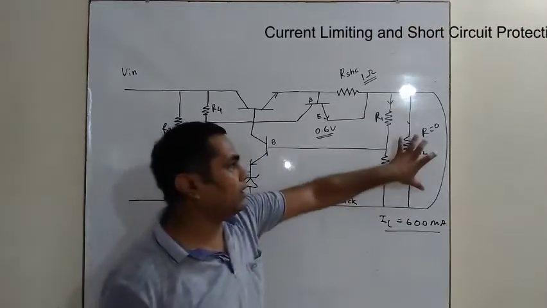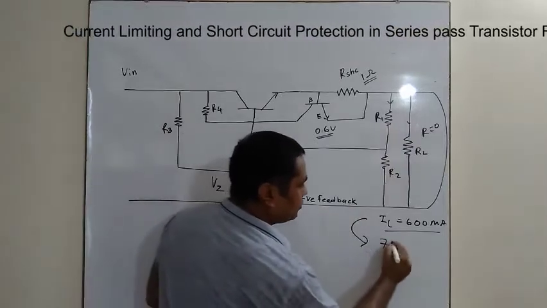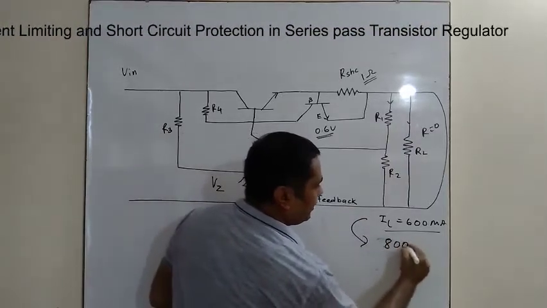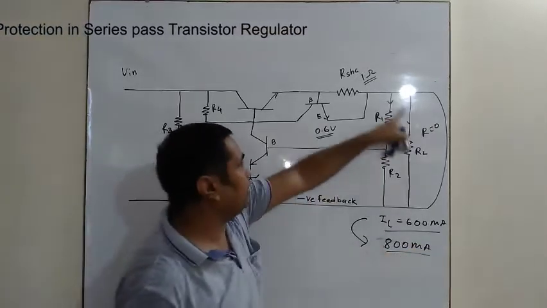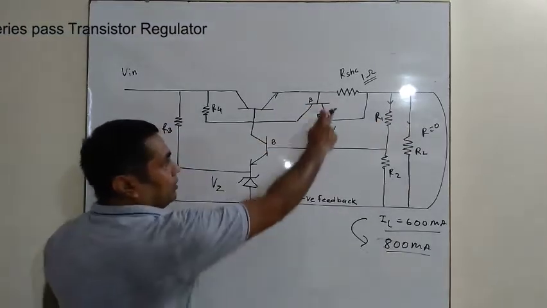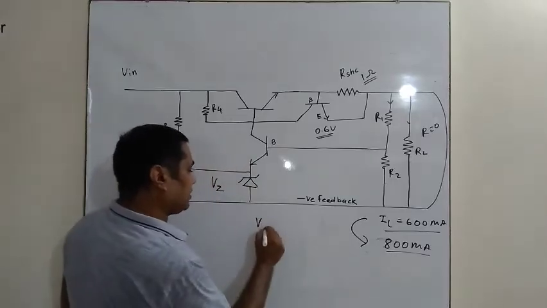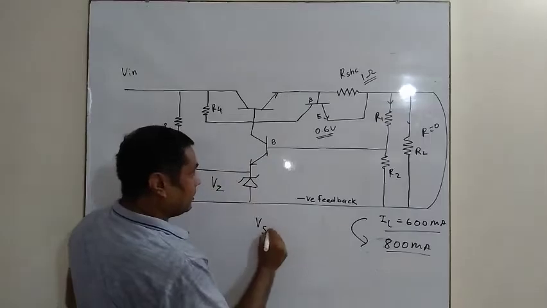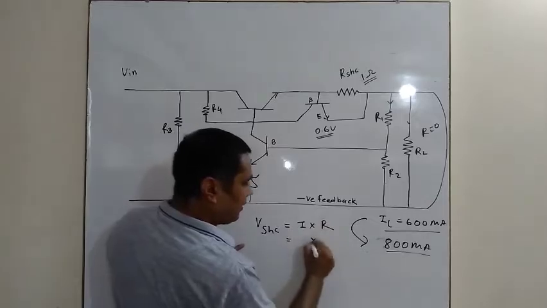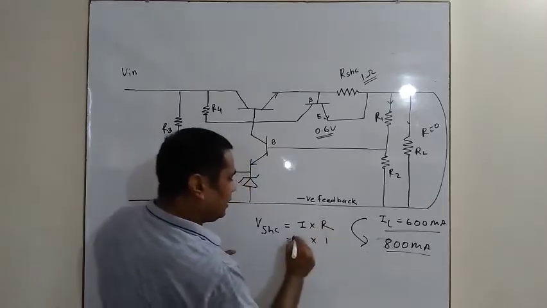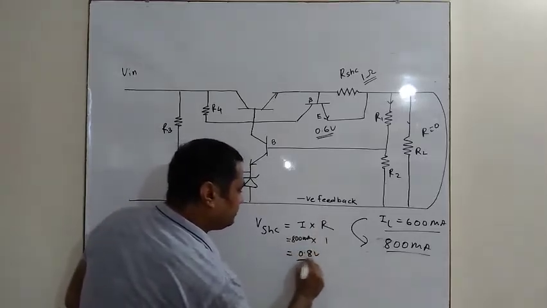Suppose the loads connected to this circuit are changed, and this current becomes 800 milliampere, for example. If 800 milliampere current is flowing through the resistor too, then the current through the resistor is also 800 milliampere. So the voltage across the series resistor, the short circuit resistor, will be I into R. The resistor value is 1 ohm and the current is increased to 800 milliampere, so this will create a voltage of 0.8 volt.